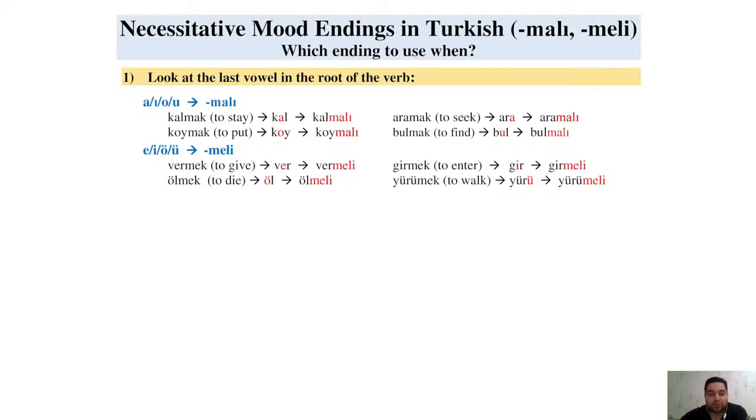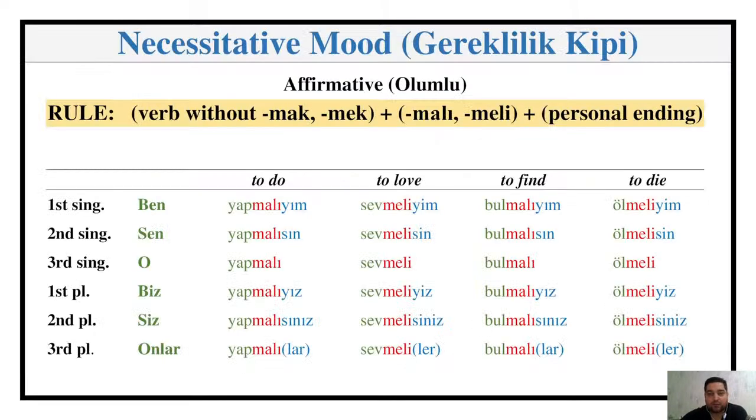We just pay attention to the last vowel in the verb root, and if it's soft, it's meli. If it's a hard vowel, it will be malı. So let's go back now and look at the affirmative case here. We have four verbs here. I always use the same verbs as in the previous grammar lessons: to do, to love, to find, and to die.